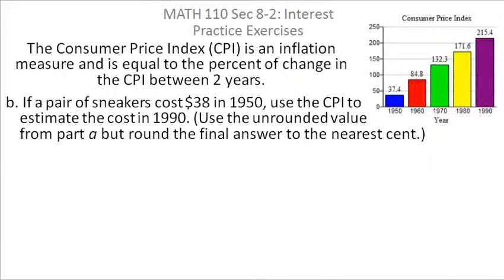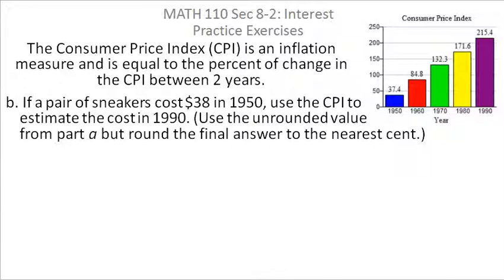The second question says, if a pair of sneakers cost $38 in 1950, use the CPI to estimate the cost in 1990. And then it says use the unrounded value from part A, but round the final answer to the nearest cent. And that's just a lesson that you'll learn as you do things. When you're doing intermediate calculations, you want to use unrounded values, or at least round to plenty of decimal places so you don't lose your final accuracy.